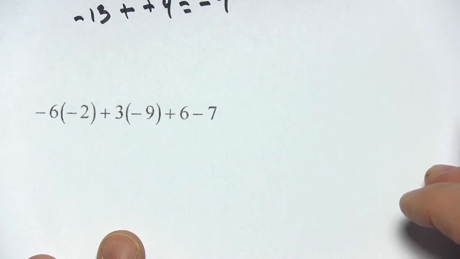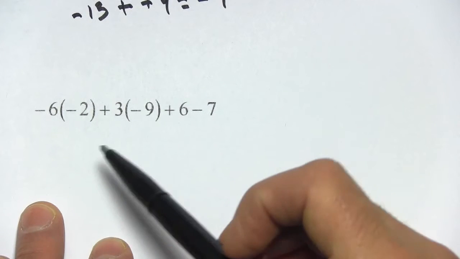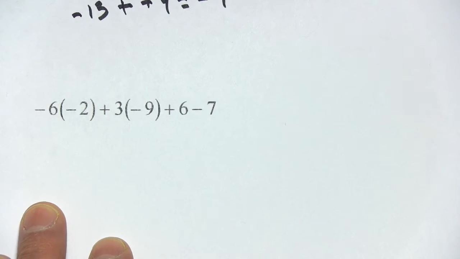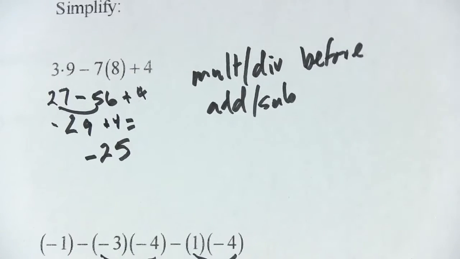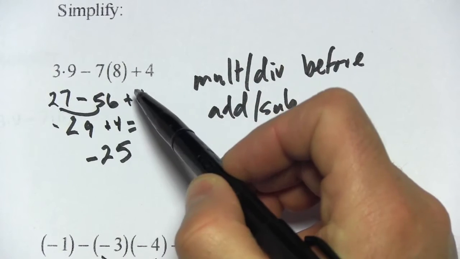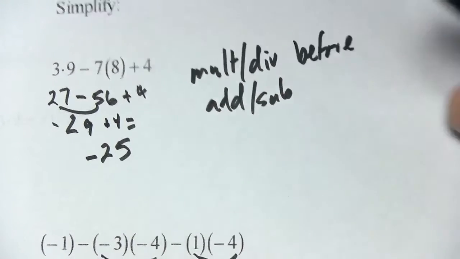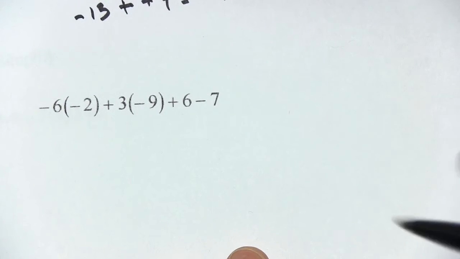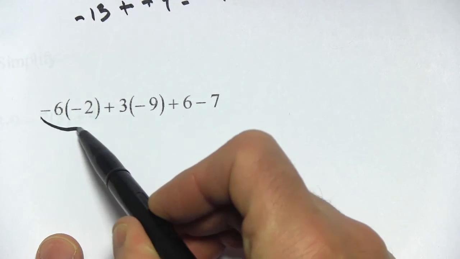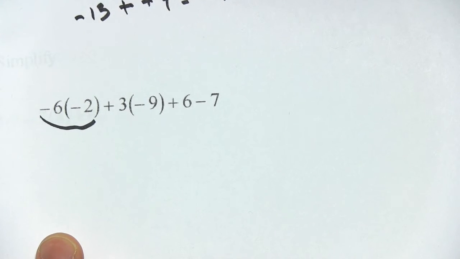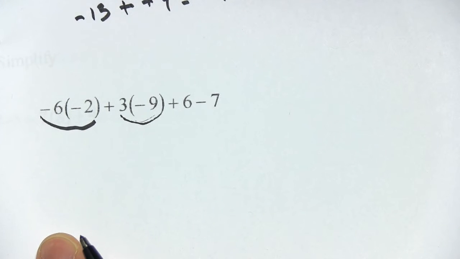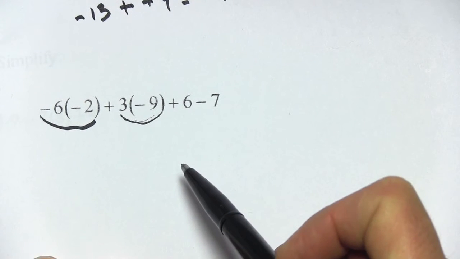And let's try one more. And again, here I'm going to look for the multiplication problems first. And back in that first problem, we saw there are multiple ways to show multiplication. You can put the little dot in between them, or you can just put the numbers next to each other in parentheses. So we'll be looking for numbers next to each other in parentheses down here. Here we have negative 6 times a negative 2, so that's a multiplication problem. And here we have 3 times a negative 9. That's another multiplication problem. The rest of this just looks like addition and subtraction.